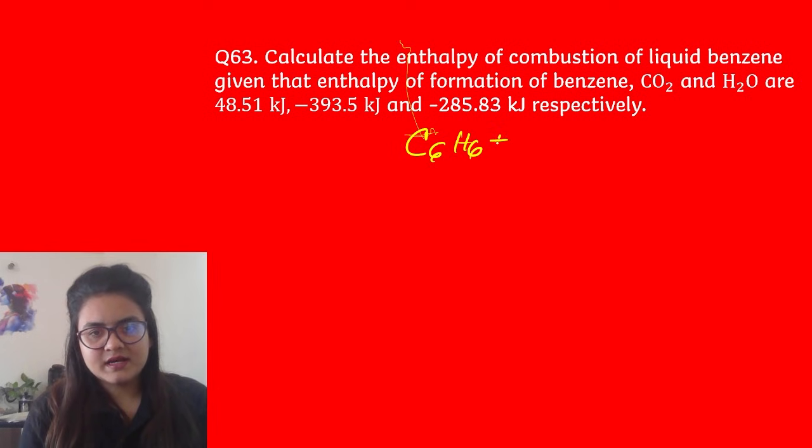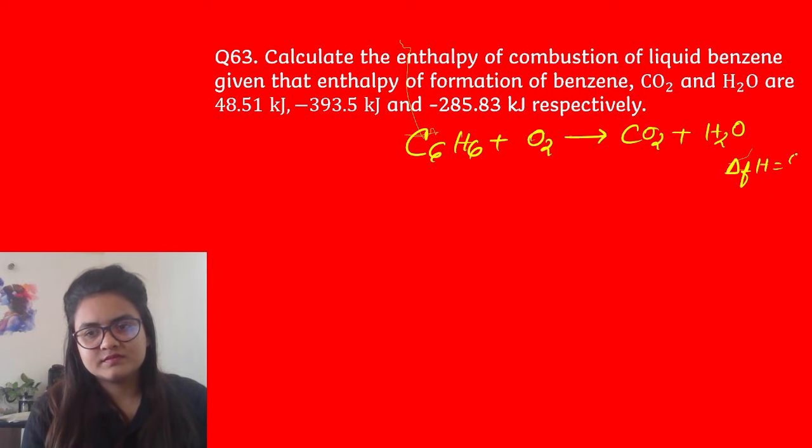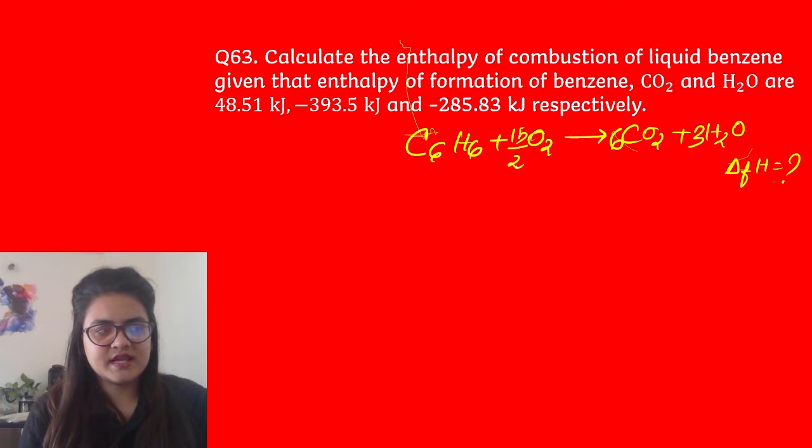That is C6H6 plus O2 will give you CO2 plus H2O. What you have to do is find out this enthalpy, right? So first balance it. If I make it 6 here, 3 here, and 15/2 for oxygen, now you can see it's a balanced one. By the given information, I can come back to this equation. So what are the equations that are given? Enthalpy of formation of benzene, carbon dioxide and water.